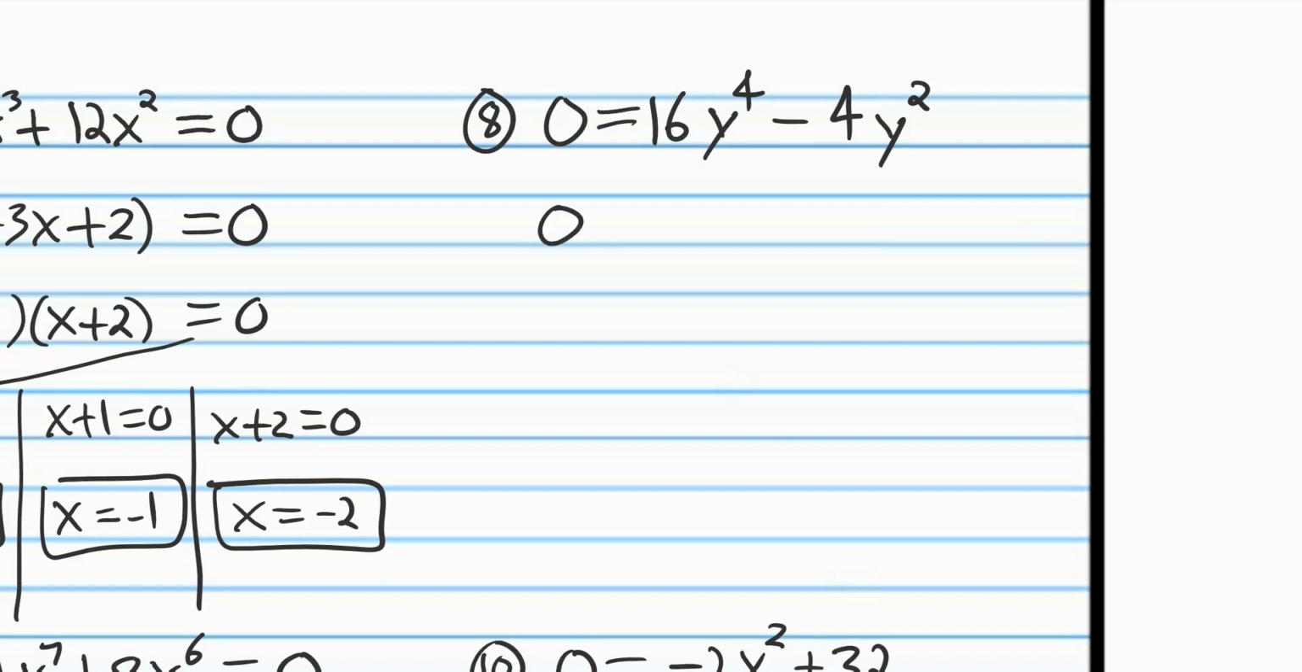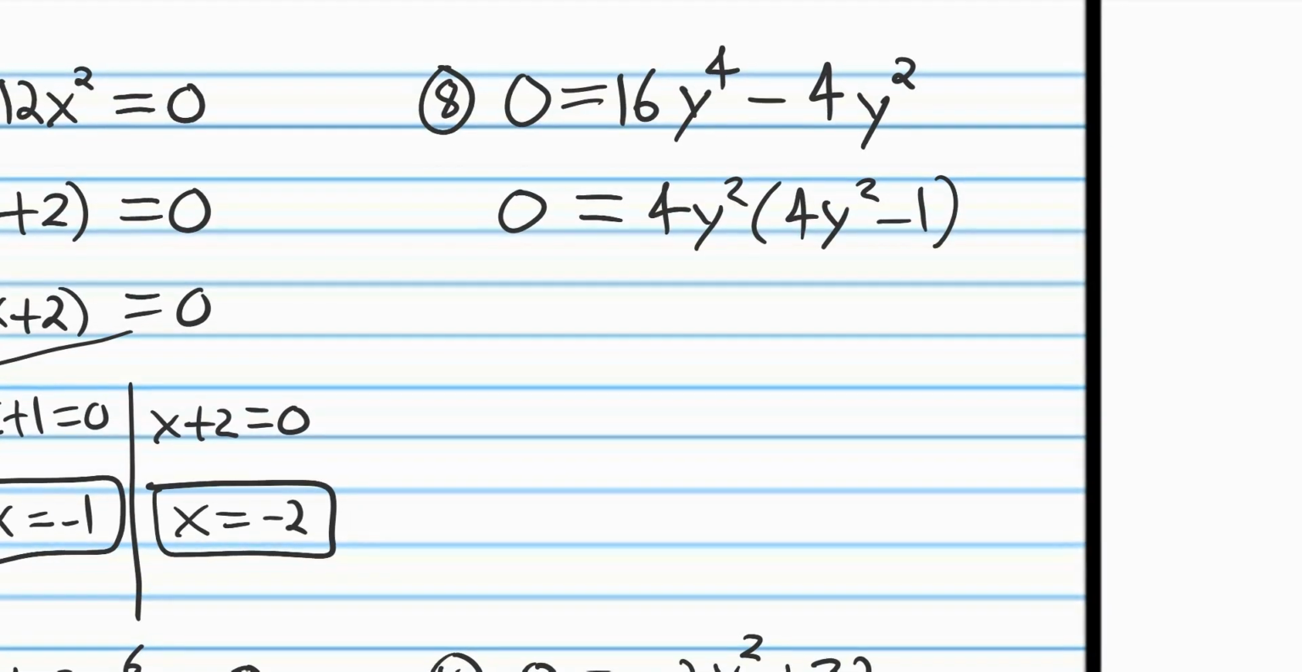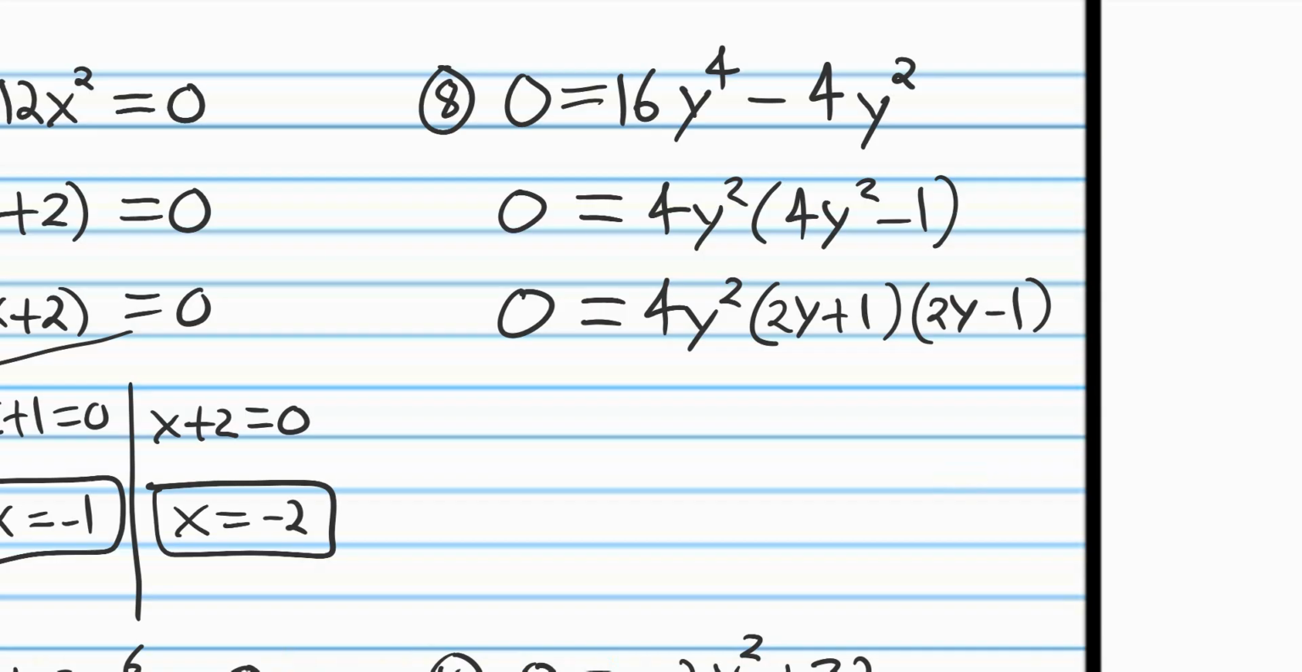All right, we're back. So we're going to pull out a 4y squared. And then we have the difference of two squares. That might not look like the difference of two squares, but it is, because 1 is a perfect square. So what number multiplied by itself equals 4? That would be 2, obviously. What number multiplied by itself equals 1? That's 1, so we need plus 1 and minus 1.